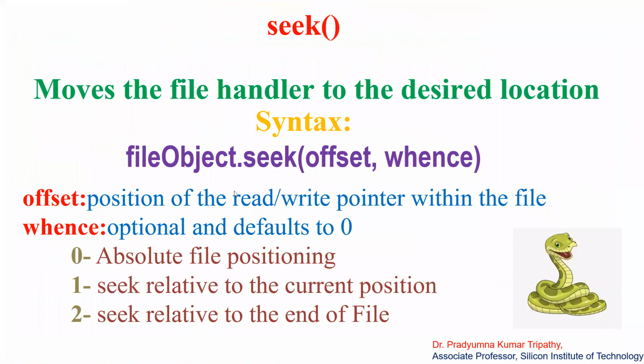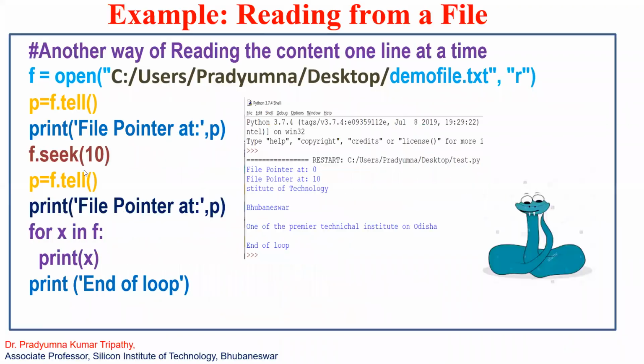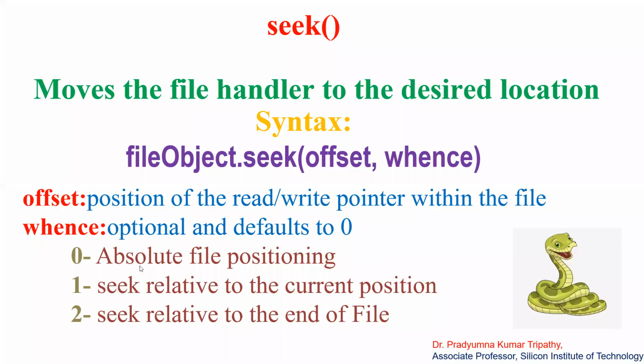Then the offset gives you the value. Offset is the position of the read or write pointer within that file. The whence is optional and its default is 0. You can see over here, I have not given whence, so therefore the default value is taken as 0. What is 0? 0 is absolute file positioning, so it is always at the beginning of the file.